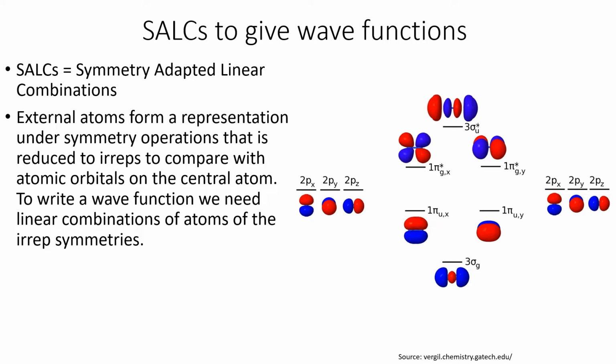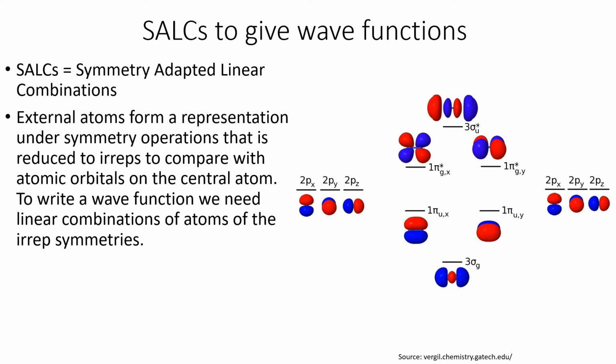What we're used to doing now is taking, for example, the external atoms in a molecule of methane, and creating a representation, which is to say how those atoms behave under all the operations of the group. Once we've done that, we reduce it to the irreps, and we compare those irreps with the irreps that correspond to the atomic orbitals on the central atom, and where the irreps match up, we find a bonding interaction.